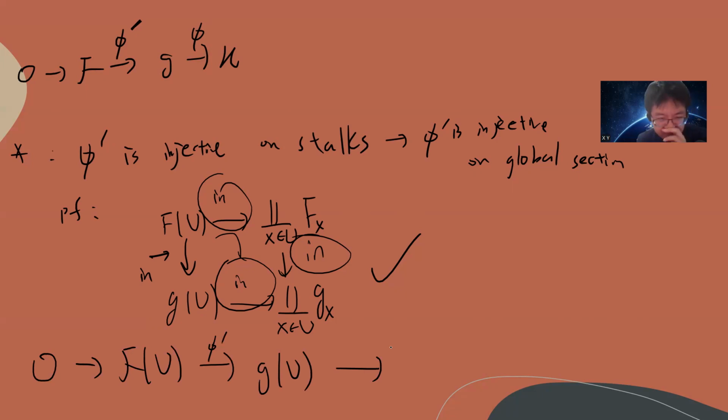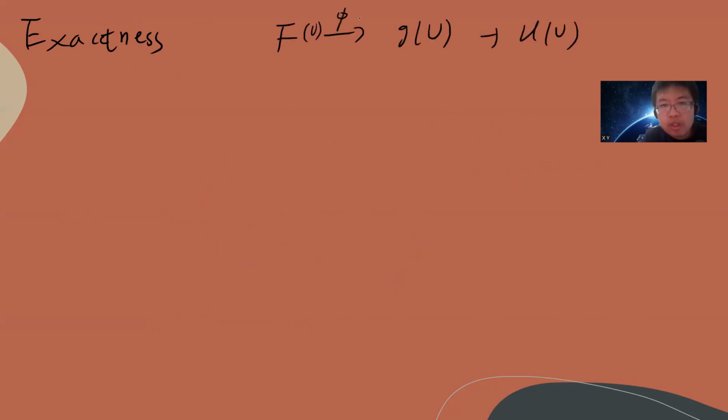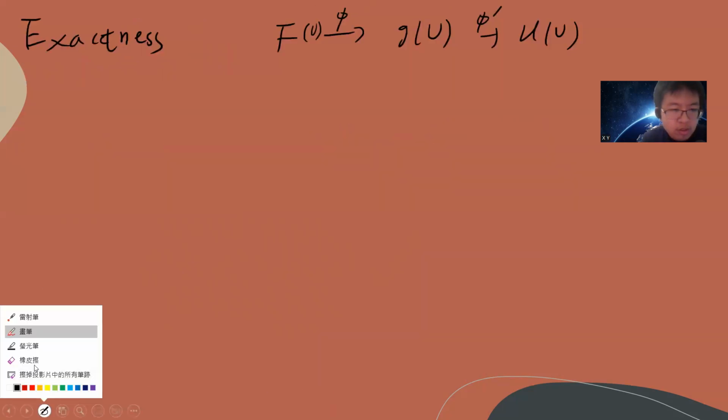Okay. Now we're going to show the exactness of this part. So, the exactness. In order to show this, let's say I write F, G, H and phi prime, phi. Sorry, I use phi prime and phi.